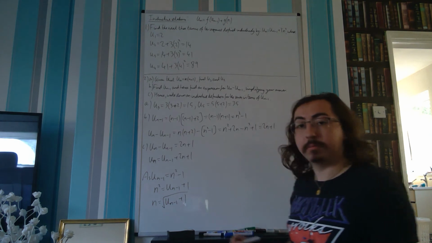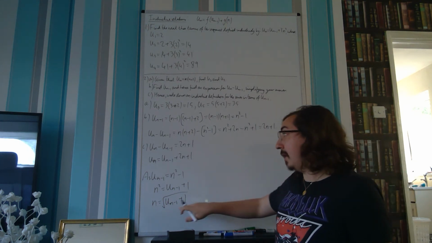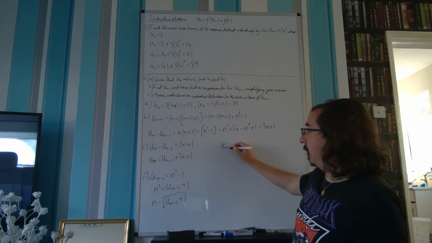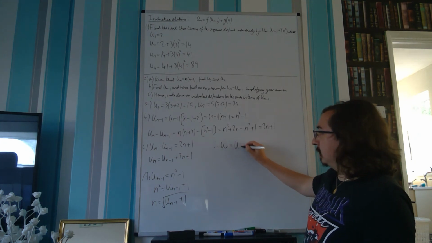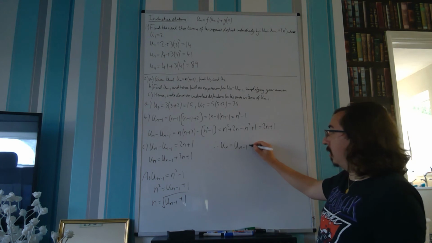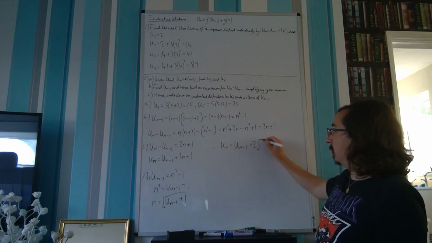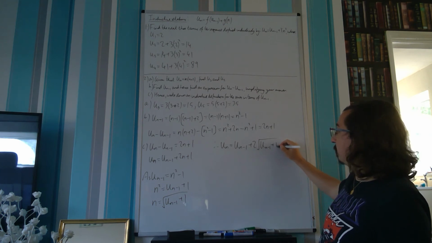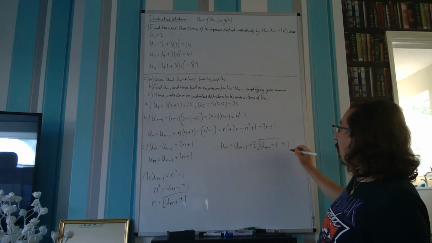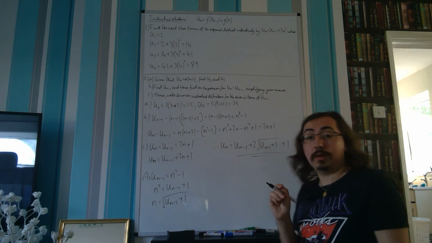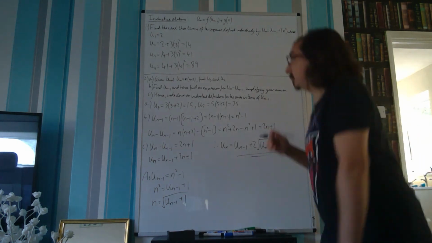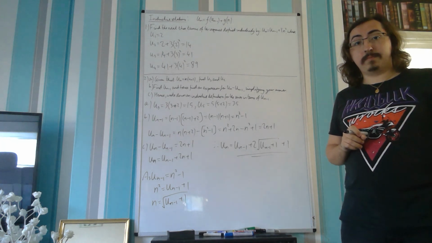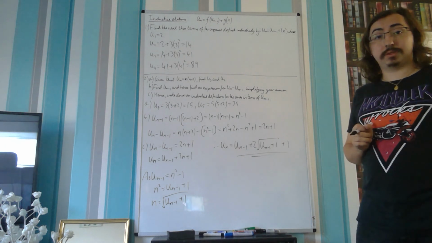Now that we've got that expression, we can substitute it in and say that un is equal to un minus 1 plus 2 times the square root of un minus 1 plus 1, all plus 1. And that is our inductive definition for the series in terms of un minus 1. And that's how we solve these two problems.